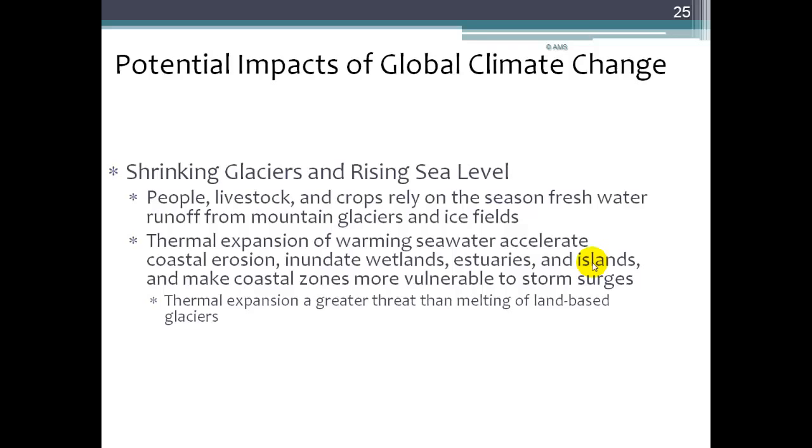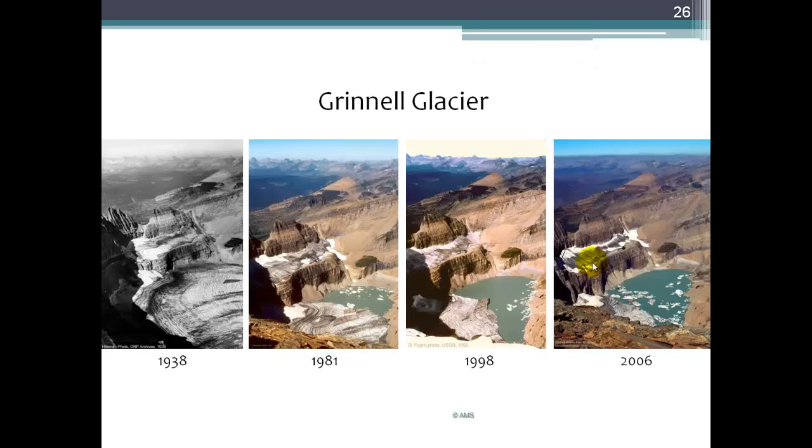So people, livestock, and crops rely on freshwater runoff from mountain glaciers and ice fields. If we don't have the glaciers, we don't have the fresh water. We don't have this input of fresh water. Here's one example of a glacier, the same perspective from 1938 through 2006. You can clearly see how that glacier has broken up and is essentially gone. This could be any glacier anywhere in the world. They're all undergoing the same kind of behavior.